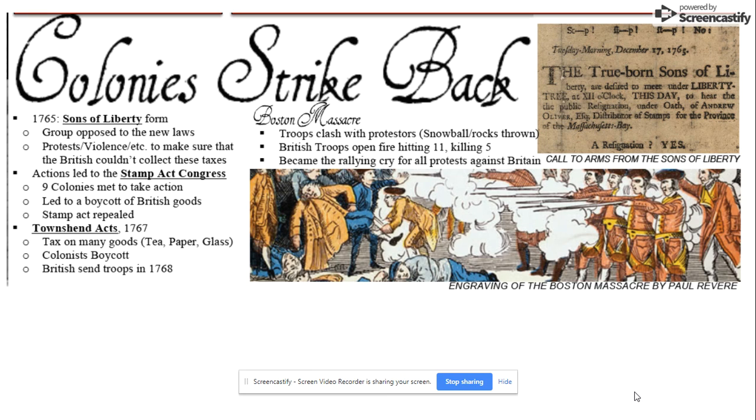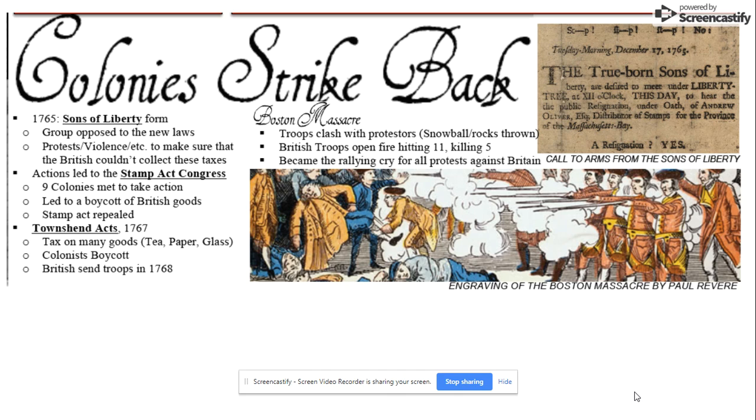So then we get the Stamp Act Congress. We start boycotting stuff. They start passing more acts. They send more troops, which eventually leads to the Boston Massacre in 1770. It killed all of 5 people, and it's a massacre. But that's the whole purpose of propaganda.